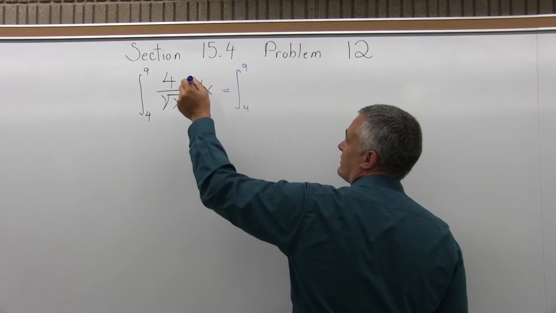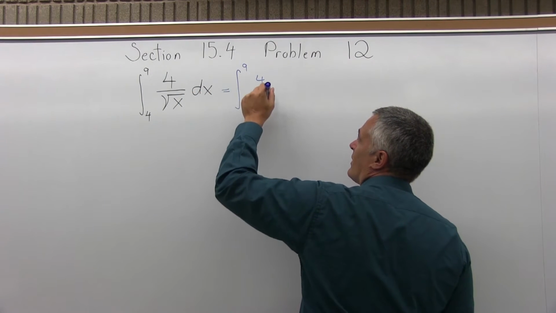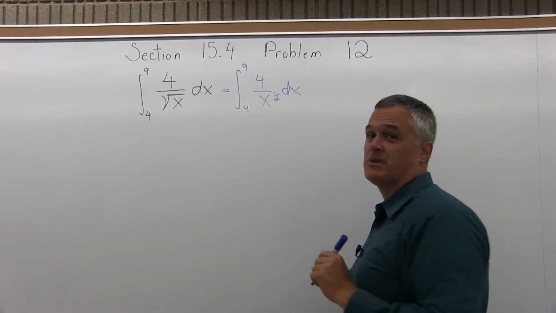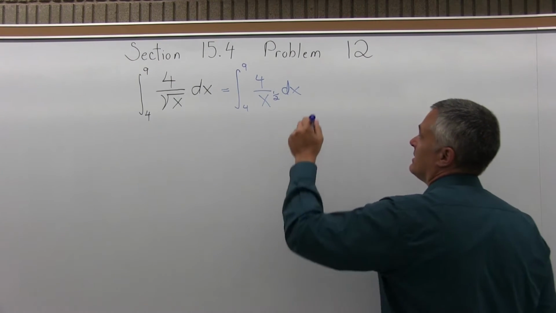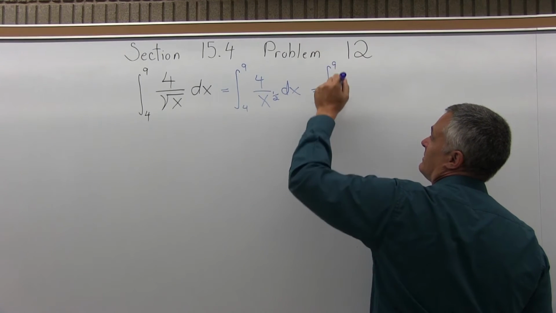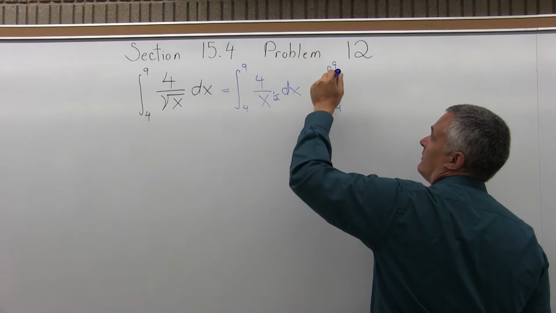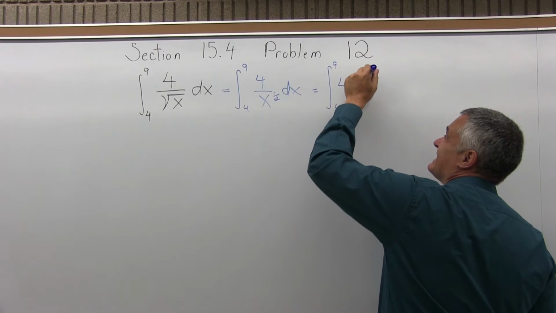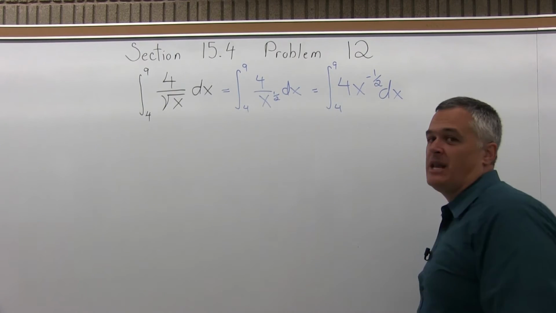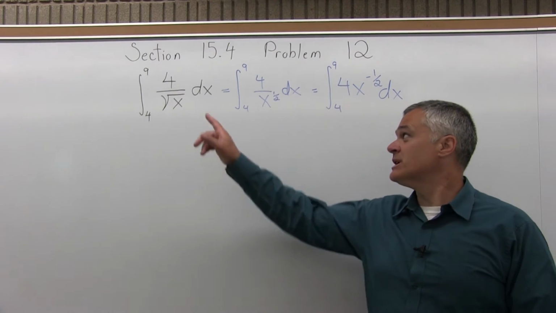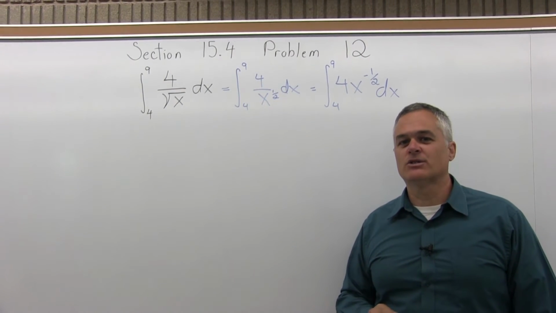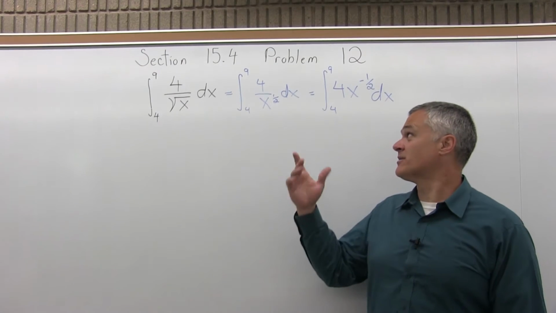Definite integral from 9 to 4 of 4 over x to the 1/2 power dx. That helps, but I still have a problem. My variable's in the denominator. Let me write it as the definite integral from 9 to 4 of 4x to the negative 1/2 dx. Now I have a form without my square root notation, my variables in the numerator. Now I can go ahead and actually start the 4-step process of solving my definite integral.